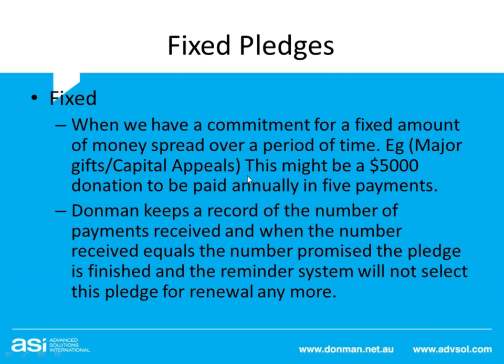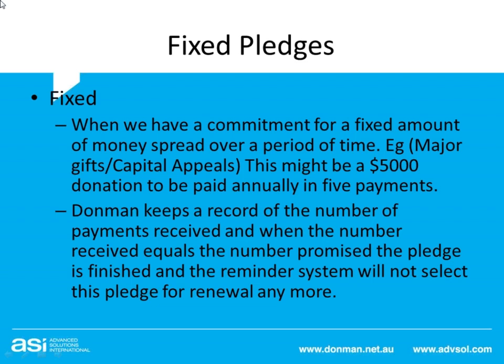Now, fixed pledges. A fixed pledge is when we have a commitment for a fixed amount of money for a period of time, e.g. major gifts or capital appeals. This might be a $5,000 donation to be paid annually in 5 payments. Donman keeps a record of the number of payments received, and when the number received equals the number promised, the pledge is finished, and the reminder system will not select the pledge for renewal anymore.